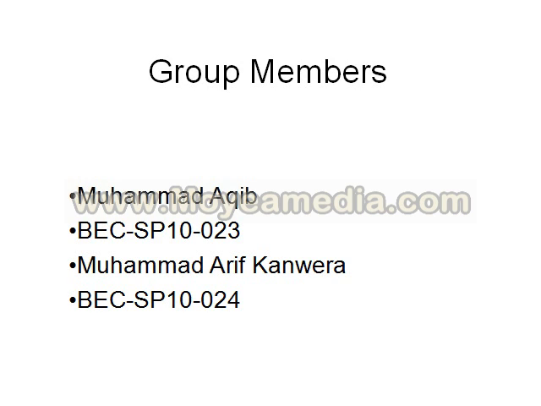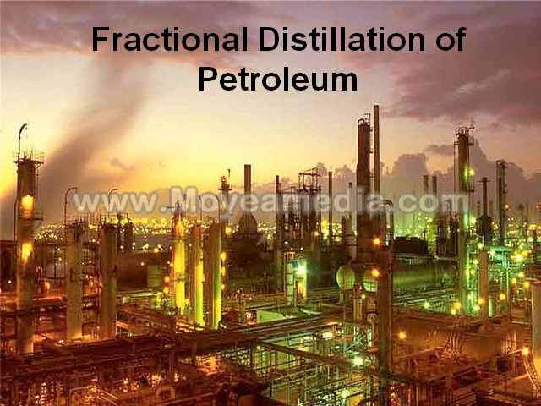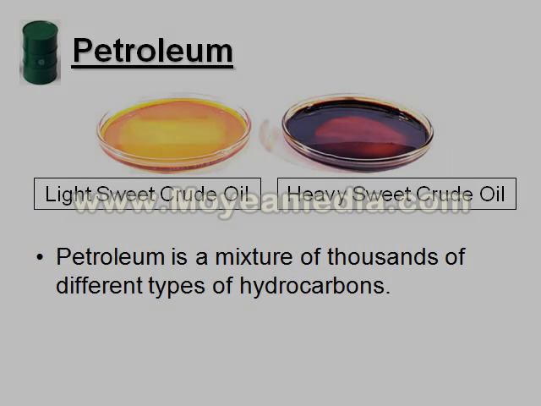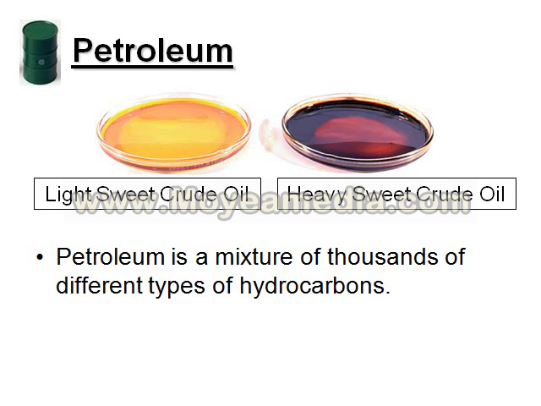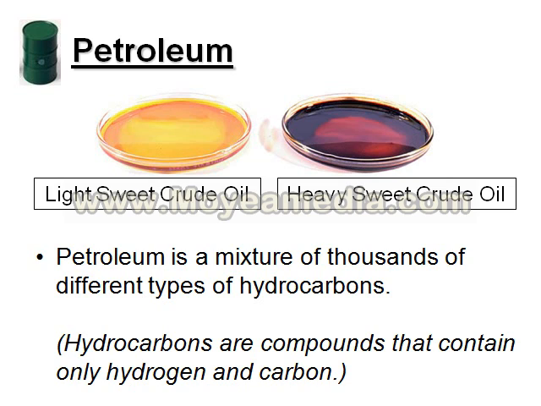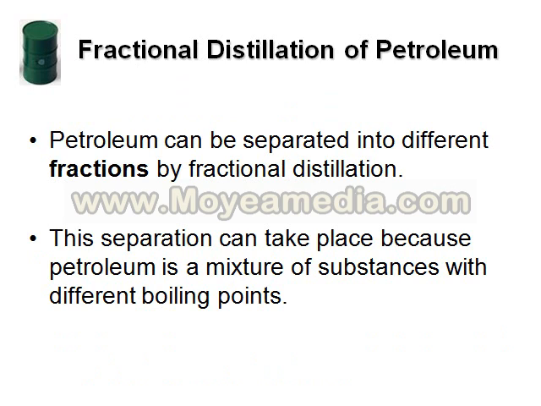Today, me, Muhammad Arif Soera, and Akram Awana are going to talk about fractional distillation of petroleum. First of all, what is petroleum? It consists of two types of crude oil. First is light sweet crude oil and second is heavy sweet crude oil. Petroleum is a mixture of thousands of different types of hydrocarbons.